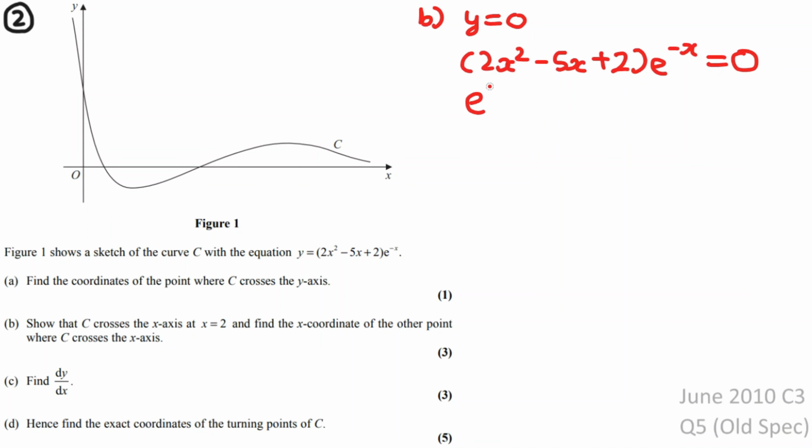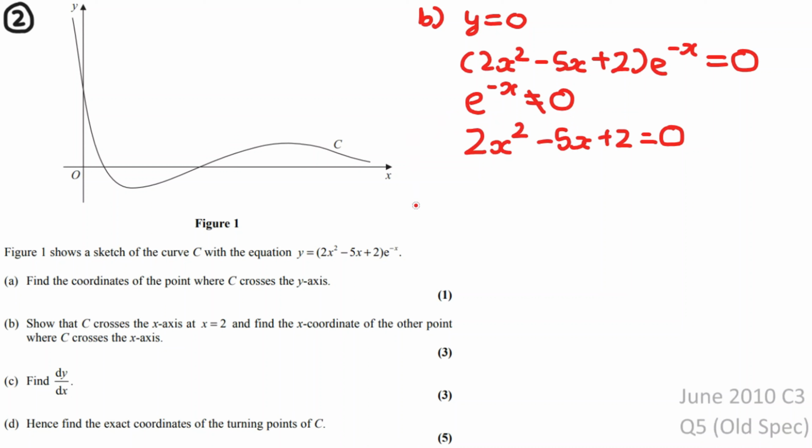And as e to the power of minus x cannot be equal to 0, anything to the power of something cannot be equal to 0, we can divide both sides of this equation here by e to the power of minus x, so we can get rid of e to the power of minus x on this side. So it just becomes 2x^2 - 5x + 2 is equal to 0. And then we can solve this by solving the quadratic. There's loads of ways you can solve the quadratic.